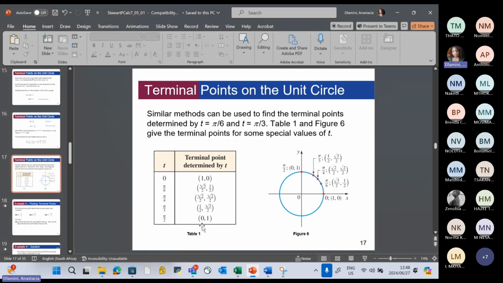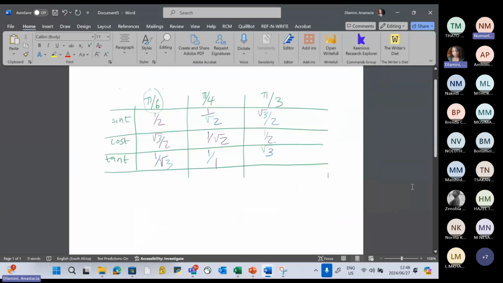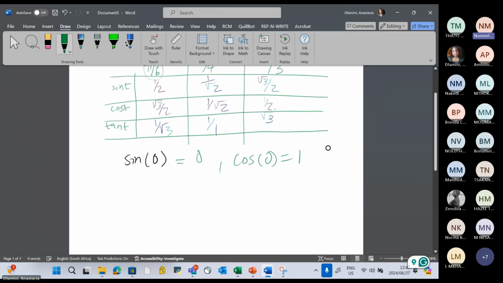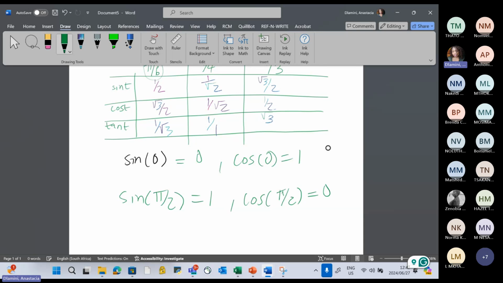I just want to, so there's sine, okay, there's 0 and pi over 2. We said sine 0 is what? Can someone remember? Sine 0 is what, according to the graph? 0. And then cos 0 is what? 1. Thank you. And then we said sine pi over 2 is equal to what? It's 1. And then cos pi over 2 was what? 0. Thank you.